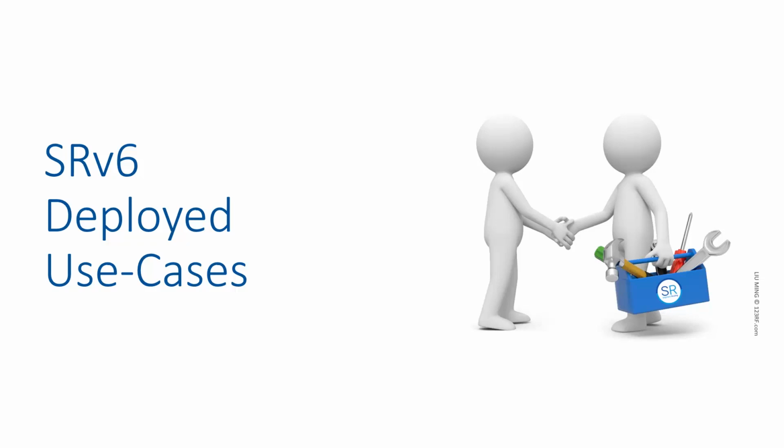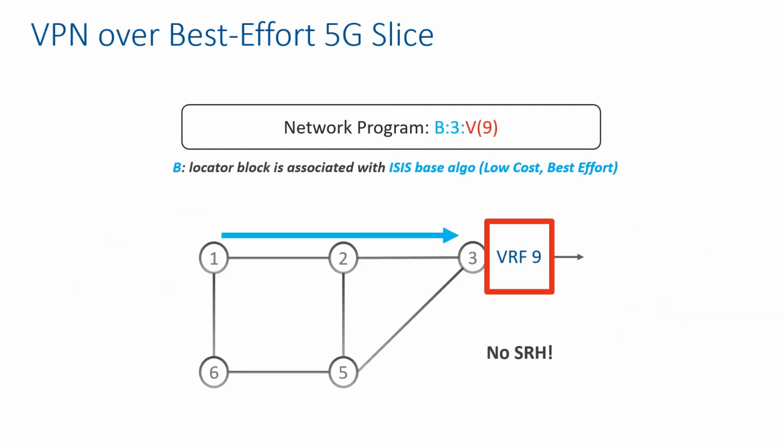Let's review the deployed SRv6 use cases as of February 2020. The first use case is VPN over best effort 5G slice. That's a very simple use case, and the network program to execute it only requires one single instruction. So let's review it step by step.